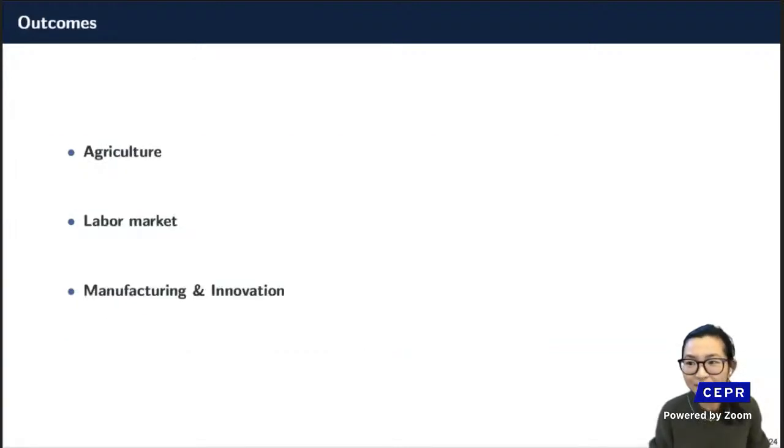Okay. So in the last 10 minutes, I'll go through the outcomes that we look at in different sectors of the economy. First, agriculture, second, the labor market, and third, manufacturing and this product variety innovation. Okay.